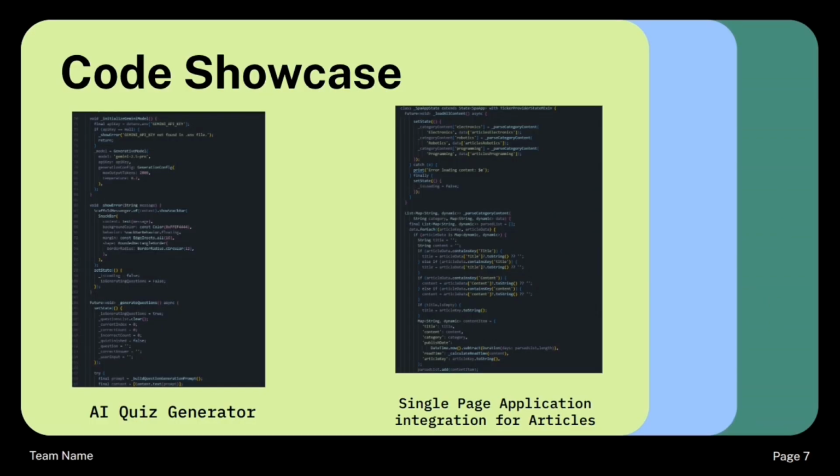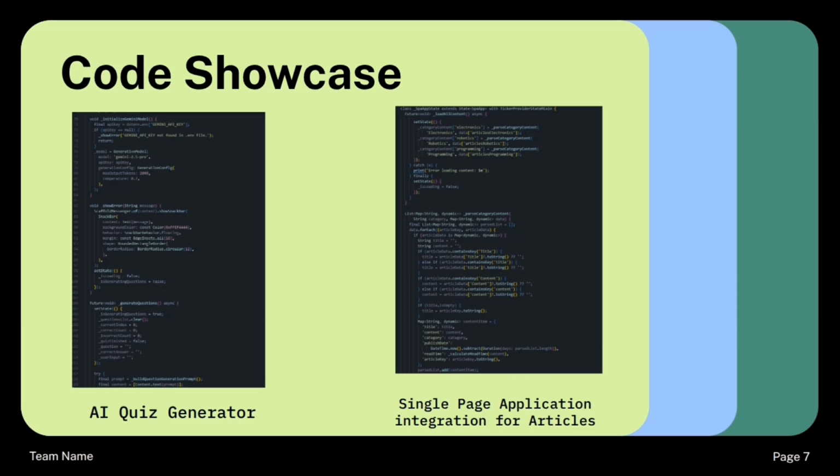Some of the code I ended up using in this app were these two, which were most important in my opinion: the AI quiz generator, which allows students to pick any topic that they wanted and generate a quiz in a couple seconds for them to test themselves on. Along with this, there's also a single page application for an article, which allows students to look at articles and read topics that they're actually interested in, allowing them to also generate AI-generated articles that teach them on whatever topics they request.